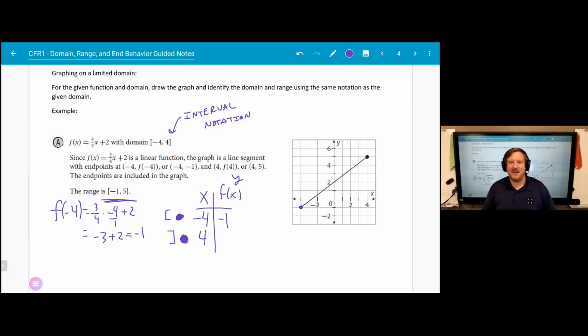Remember when I marked wrong on some of you guys, hey, you didn't put arrows? Well, sometimes you might not have arrows. This is those times.